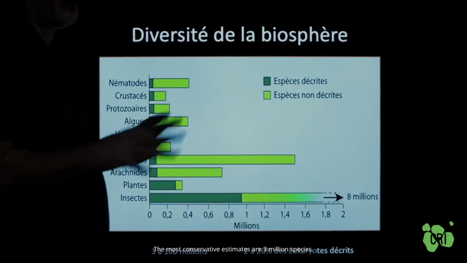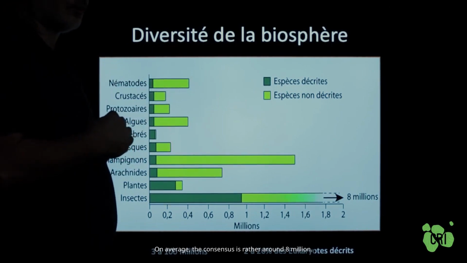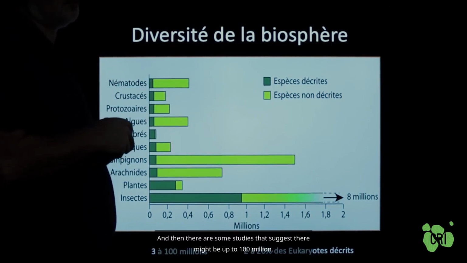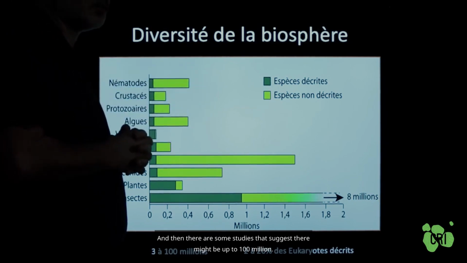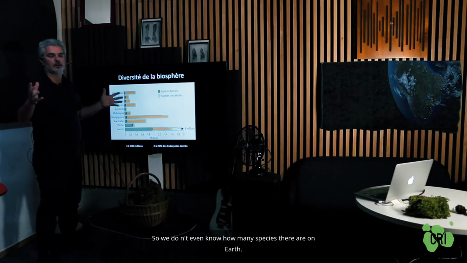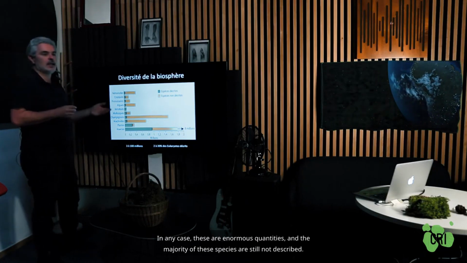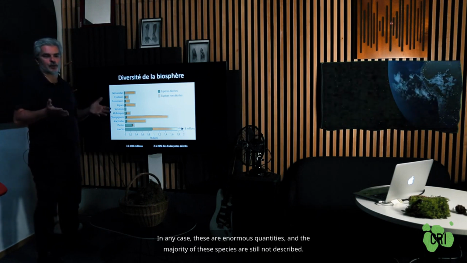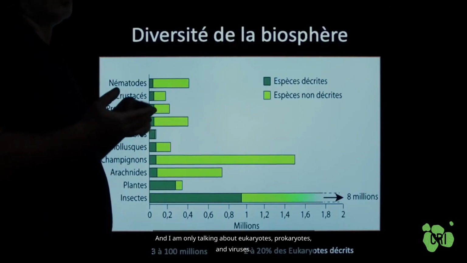The most conservative estimates are 3 million species. On average, the consensus is rather around 8 million. And then there are some studies that suggest there might be up to 100 million. So we don't even know how many species there are on Earth. In any case, these are enormous quantities, and the majority of these species are still not described. And I'm only talking about eukaryotes, prokaryotes, and viruses.